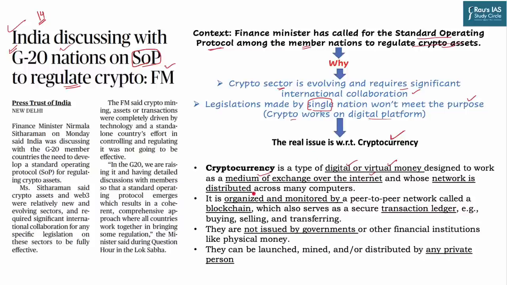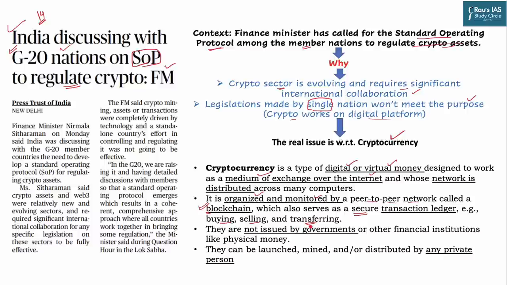This currency is organized and monitored by a peer-to-peer network, which is called a blockchain, also called a ledger, where all the transactions are secured and show the buying and selling and transferring of the cryptocurrency. That is, how many times this currency was bought, how many times this currency was sold, and how many times it shifted from one owner to the other. All these transactions are stored in a blockchain ledger.